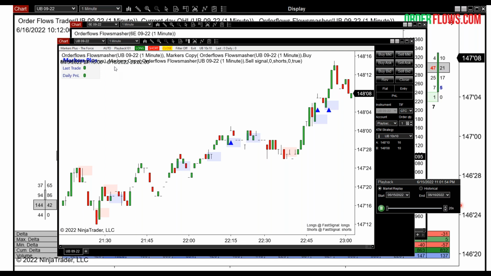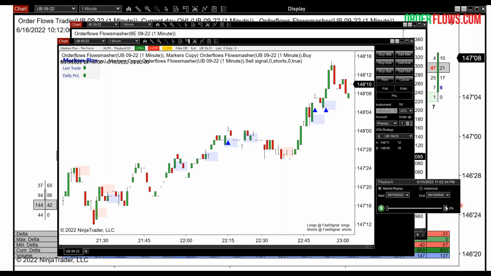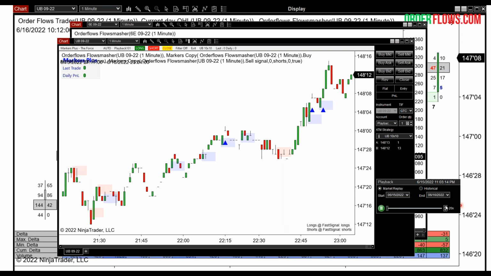Like at night, like I was saying earlier, you can't use Flowsmasher at overnight sessions. A lot of the markets have very tradable order flow overnight.